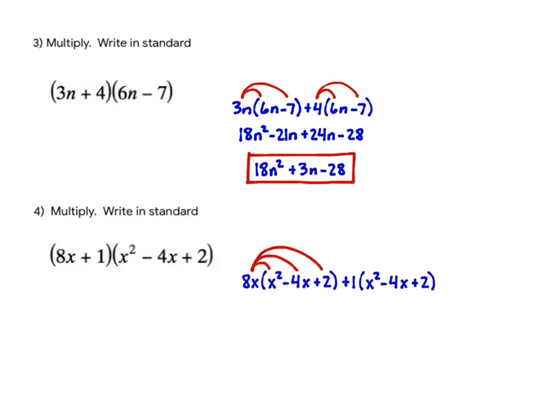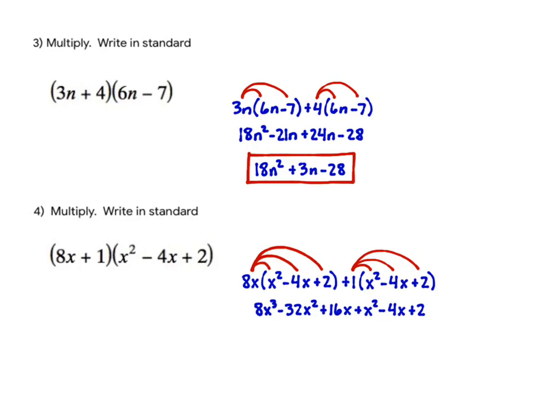So 8x times x squared is 8x cubed. 8x times negative 4x is negative 32x squared. And 8x times 2 is 16x. Then we distribute the 1 to that trinomial. And so we'd end up with actually x squared minus 4x plus 2 because we're just multiplying by 1.